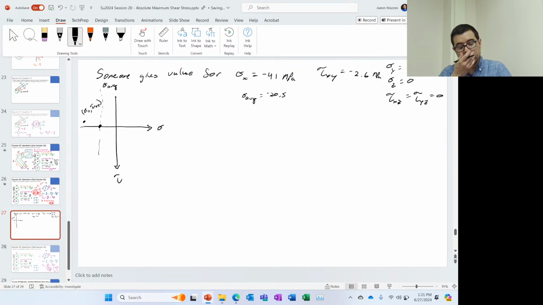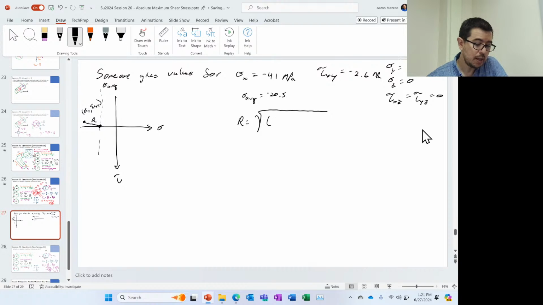Okay, what's next? Calculate the radius. Okay, so how do you calculate the radius? It's the square root of... I forget what it is offhand. Well, you don't have to know the numbers, just tell me what to do. So it's sigma x minus sigma y over 2, squared.